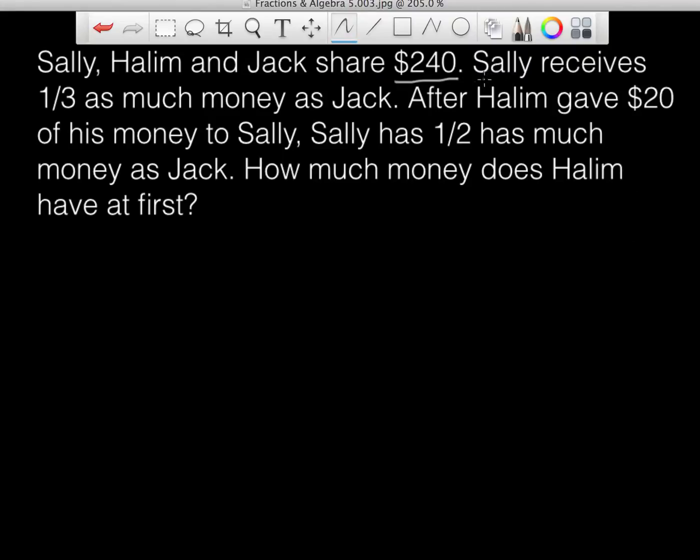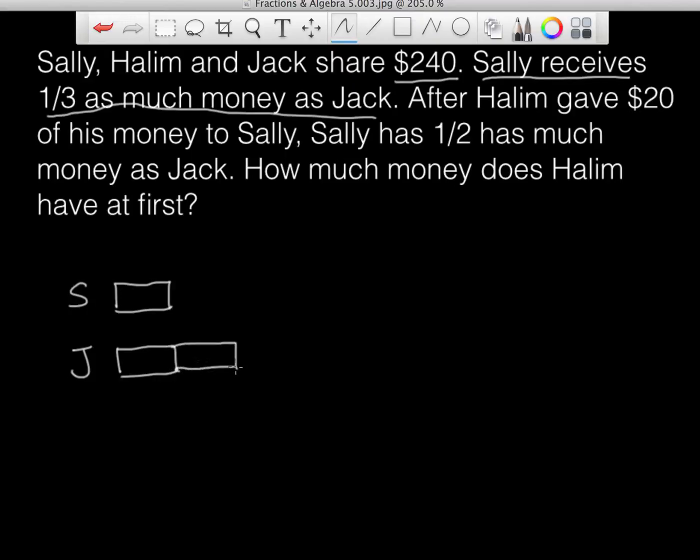Next clue. Sally receives one-third as much money as Jack. Now, in model terms, this means that Sally would have received one part to Jack's three parts. That's why we say Sally received one-third as much money as Jack. Okay, for the one part that Sally receives, Jack receives three parts.